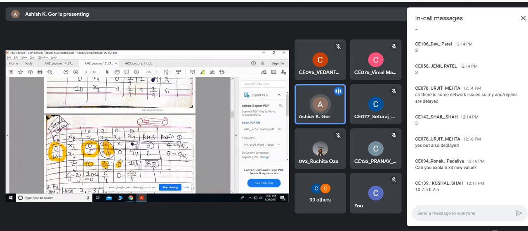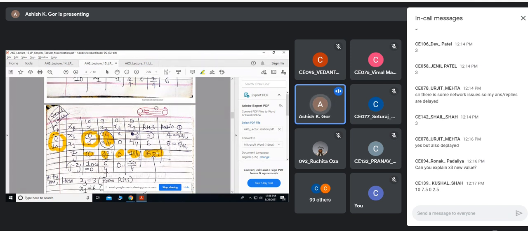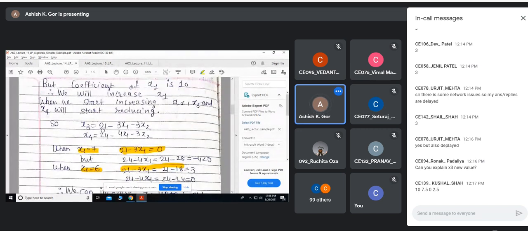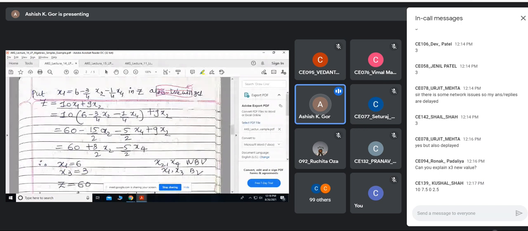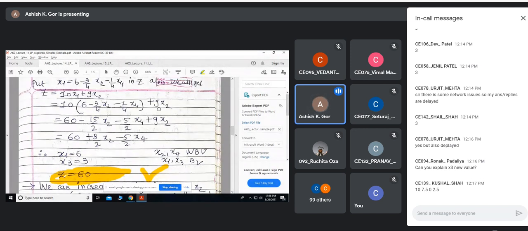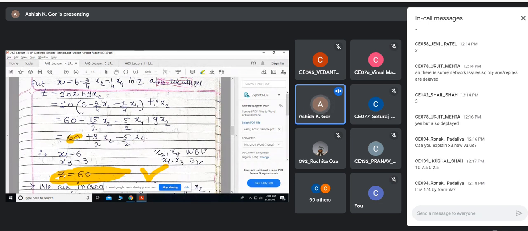Here I get 0. 0 into minus 3 by 4, 0. 10 into 1 by 4, 10 by 4. 0 into 3, 0. 10 into 6, 60. And if you recall, in the second iteration, our answer went from 0 to 60, right? In iteration number 2, in the algebraic method that we discussed yesterday. Okay. And so this was a 60.